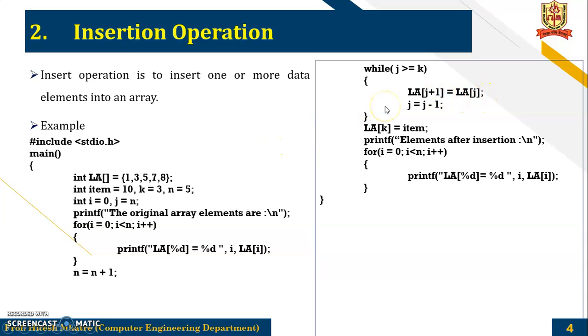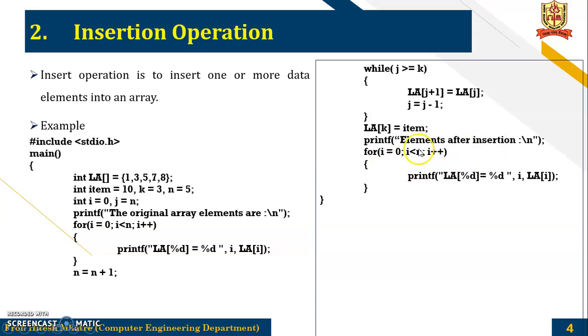Means what it will do, it will shift the elements, that is it will shift the fifth element to the sixth position, then the fourth element to the fifth position, and the third element to the fourth position, up to the value that is k, that is 3. So your value at location 3 will be free. So this code will do the same thing. Then LA of k, that is LA of 3, equal to item, so that is 10. So 10 will be stored at this location k, that is 3.